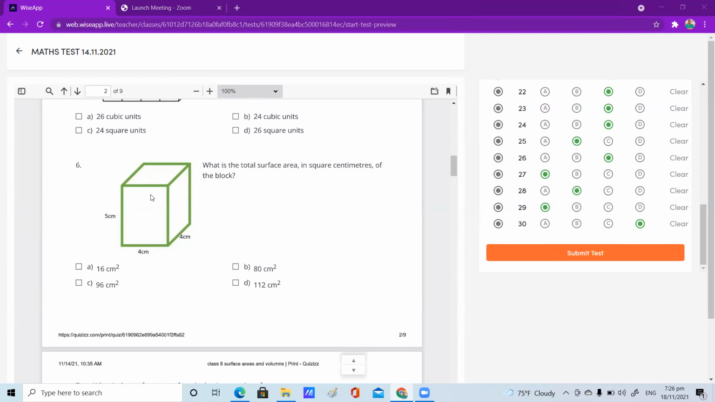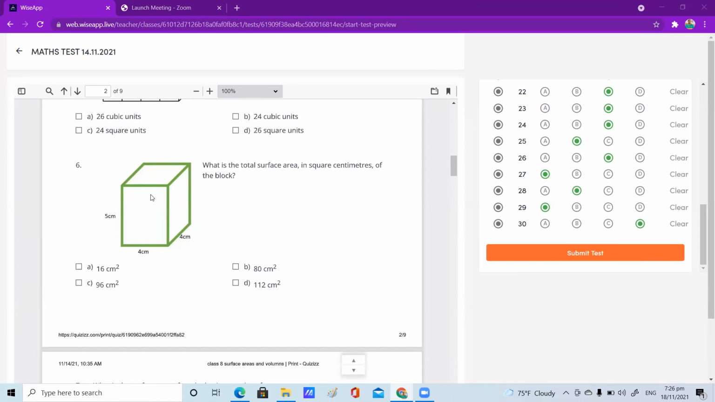I want an answer from... Bhavya. What is the TSA of cuboid, Bhavya? TSA of cuboid is 2H into LB plus BH plus LH, right? Ma'am, it's 2 into LB. Yeah, 2 multiplied with LB plus BH plus LH.